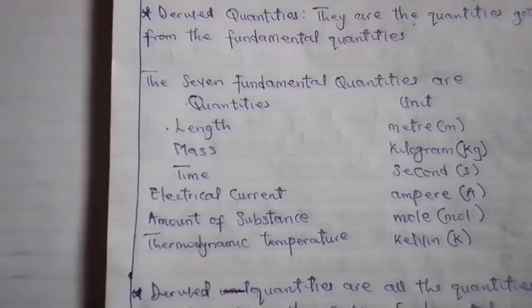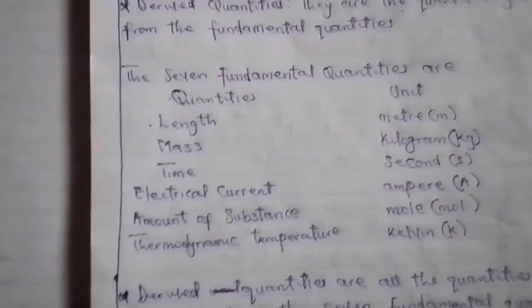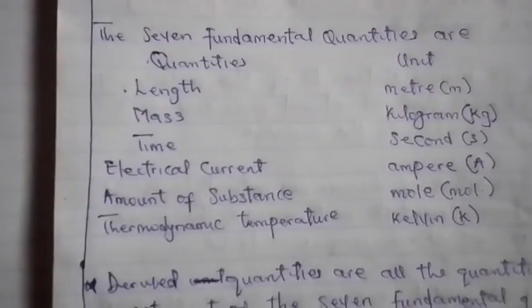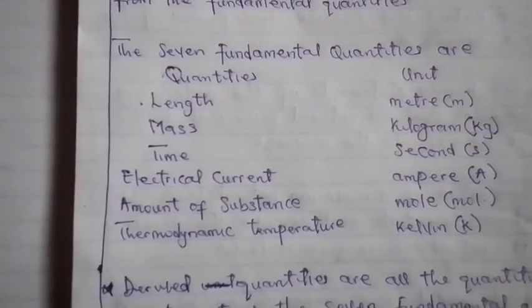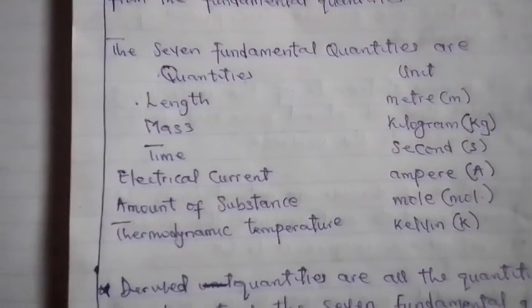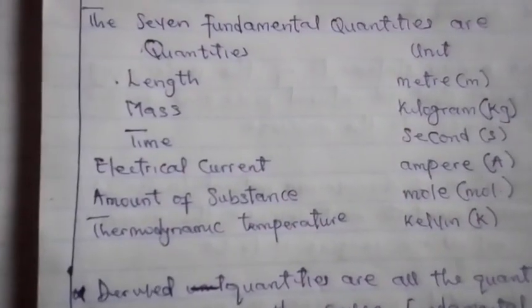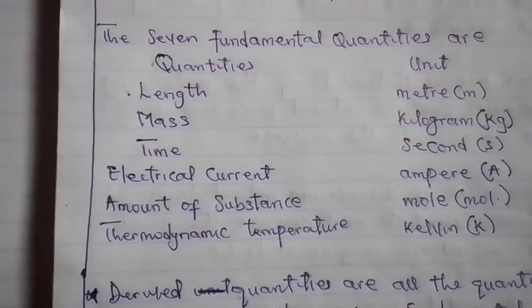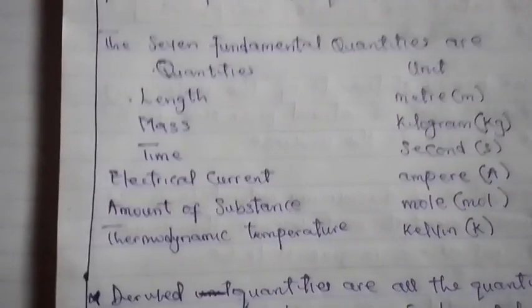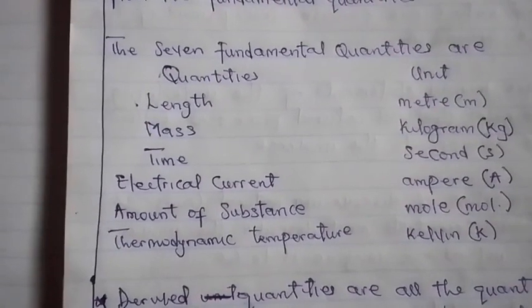They are length. The unit of length is meter. We have mass. The unit of mass is kilogram. We have time. The unit of time is seconds. We have electric current. The unit of electric current is ampere. We have amount of substance. The unit of amount of substance is mole. And we have thermodynamic temperature. The unit of thermodynamic temperature is Kelvin. So these are the 7 basic quantities, and it is from these 7 quantities that we have all the numerous quantities that we have.